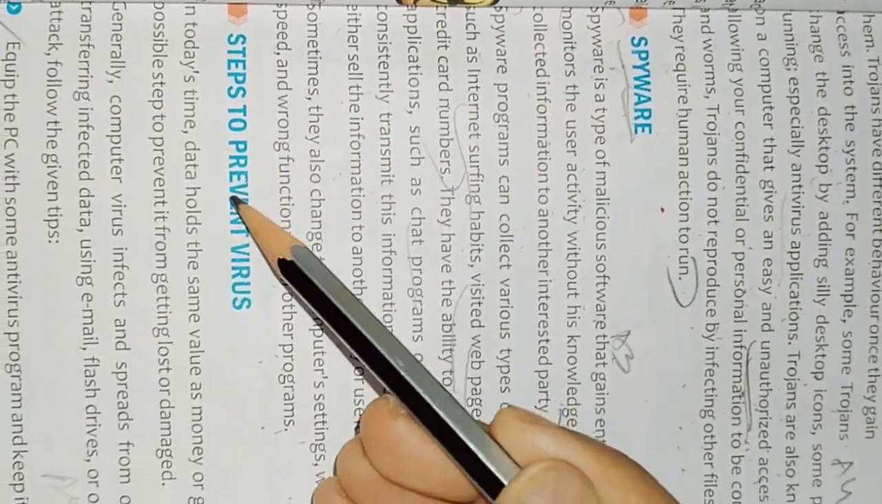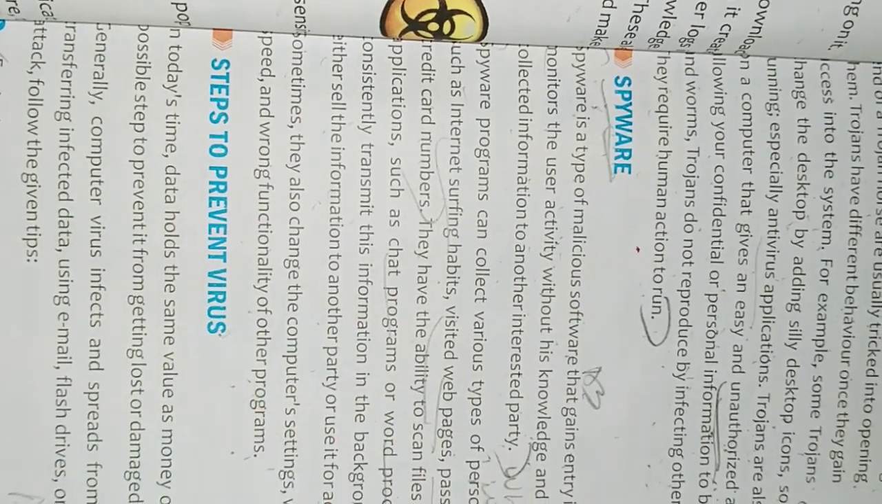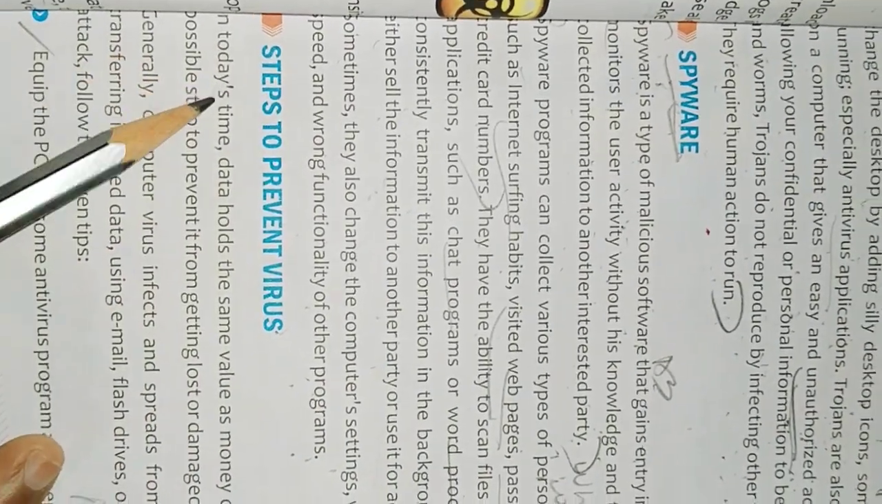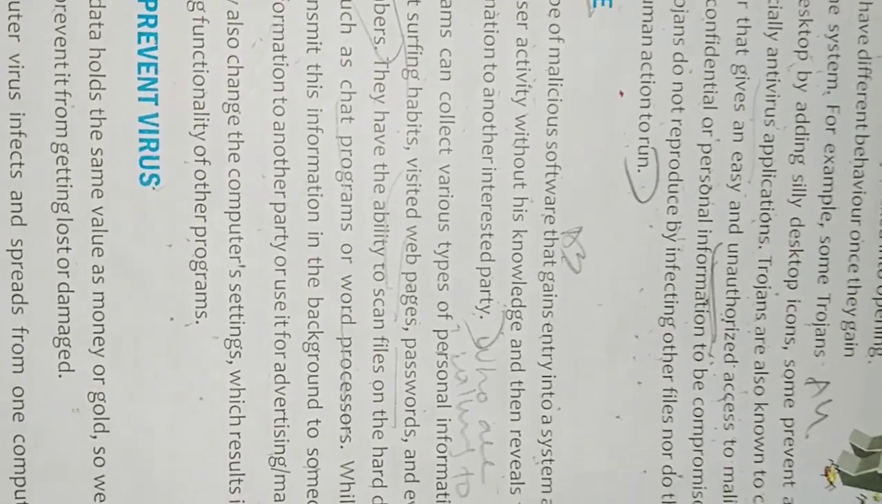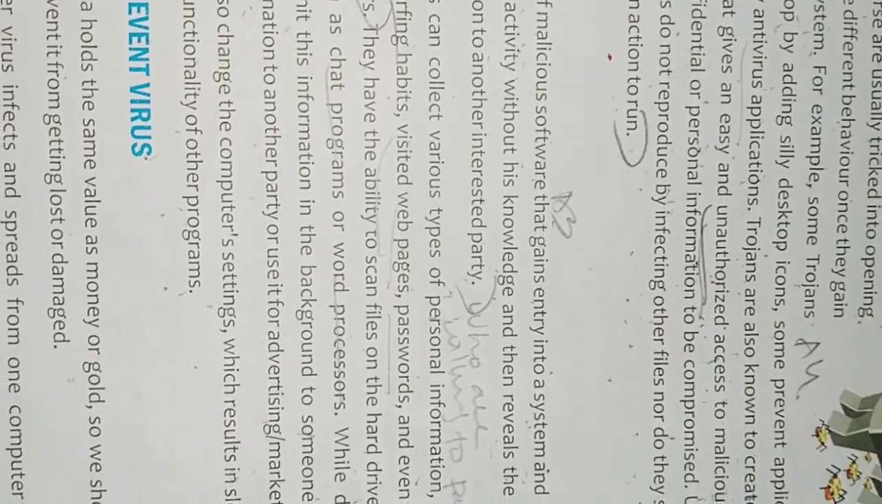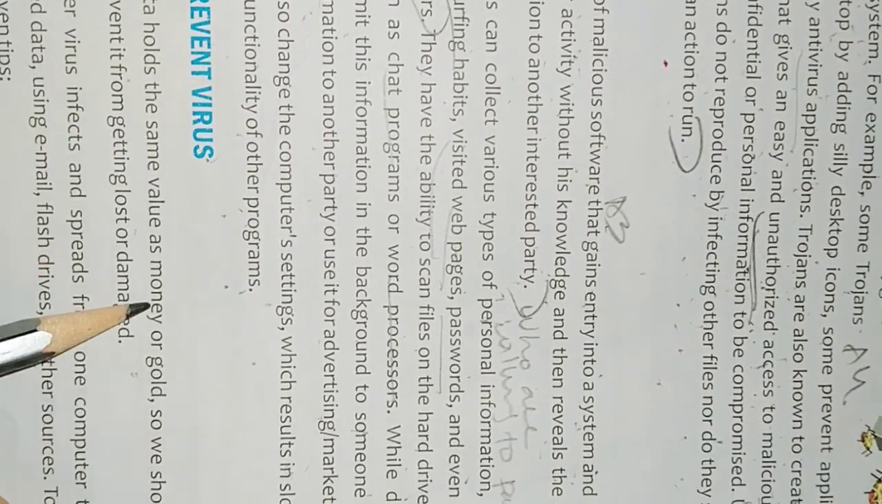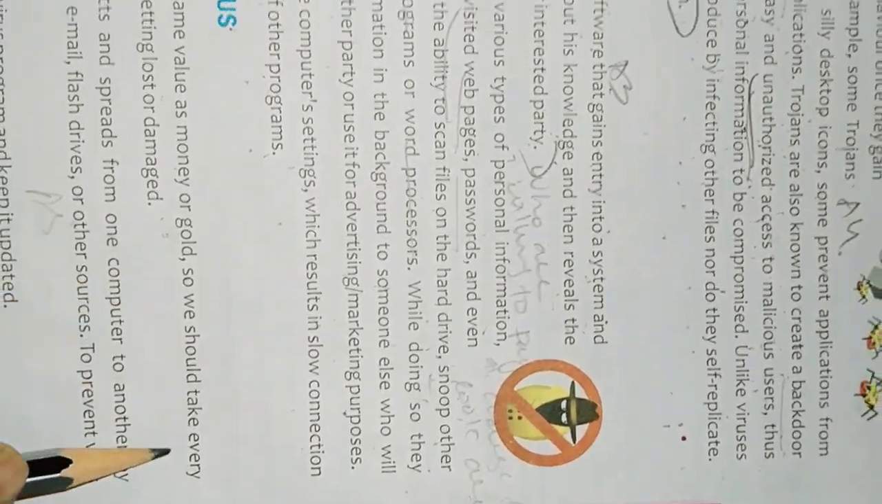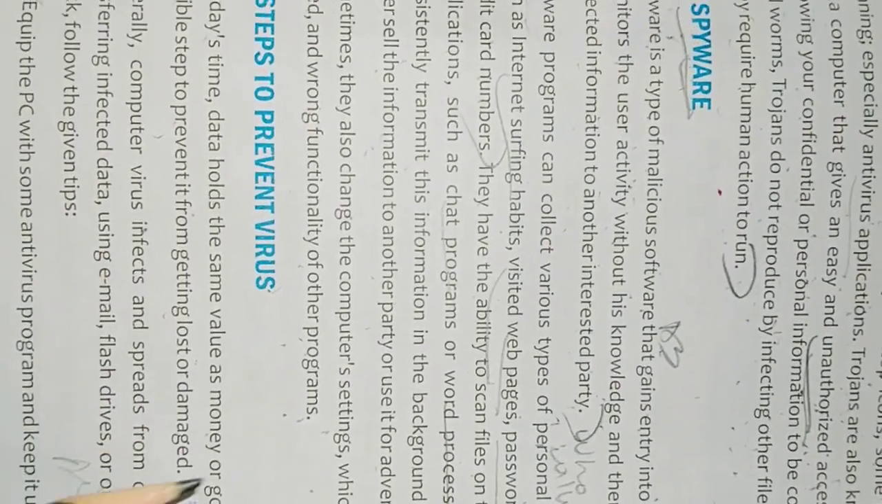Friends, now we are going to discuss the steps to prevent virus. Which are the steps to prevent virus? In today's time, data holds the same value as money or gold. It is not just for you, but actually for large businesses, like the stock exchange, whose data is very important. So data is as important as money or gold, just like your credit card information is very important for you. So we should take every possible step to prevent it from getting lost or damaged.